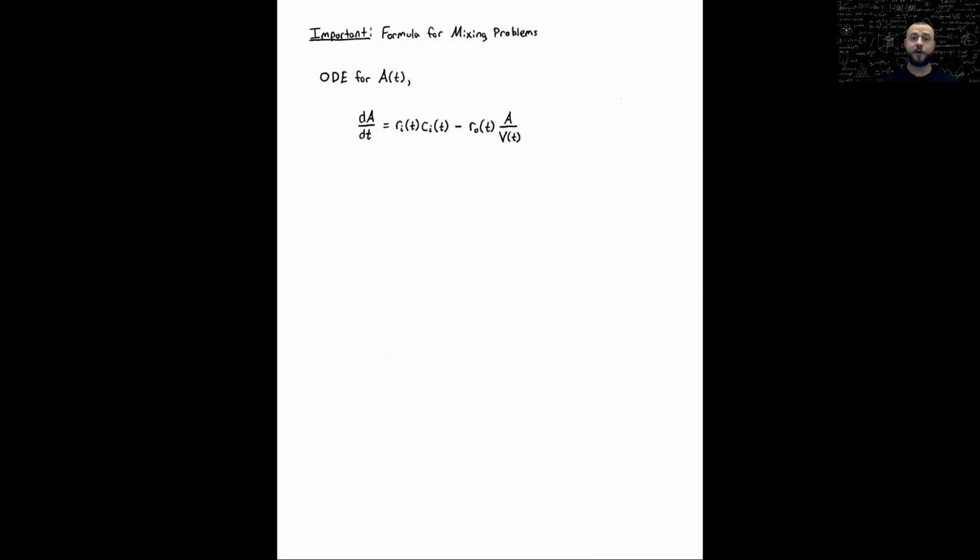All right, so let's take a look at an overview of what we just went through. Let's take a look at the formula for mixing problems. First, this is an ODE, an ordinary differential equation for A of t, the amount of salt in the tank as a function of time.